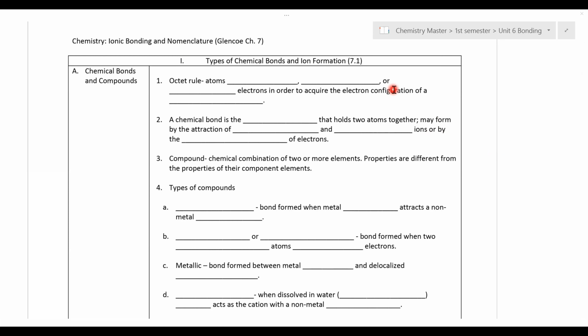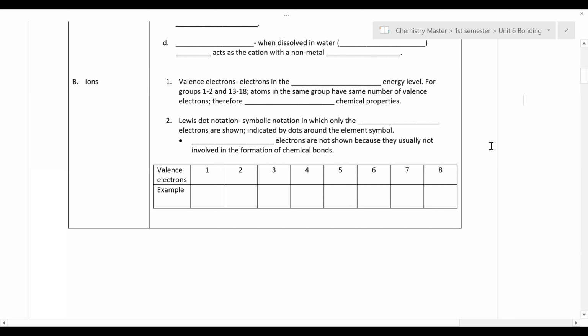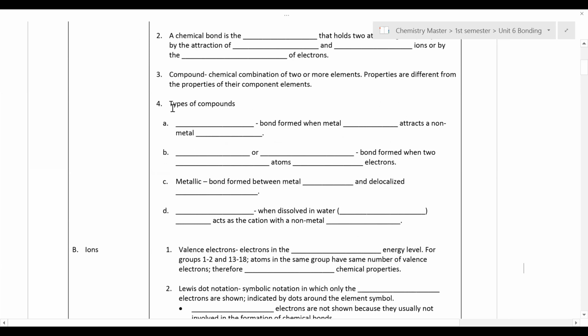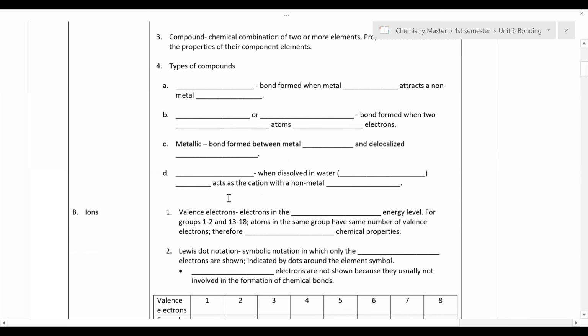Ionic. Ionic, excellent, ionic. Okay, so today we're going to be focused on ionic, and that means that we're going to talk about what happens when we transfer electrons, okay? All right, so this is just talking about ionic and covalent and metallic. I'm not going to really go through this because you guys already have notes on this. This is just another set of notes.